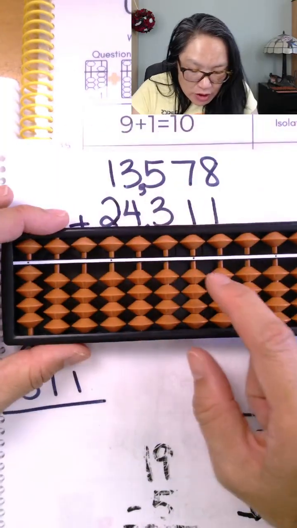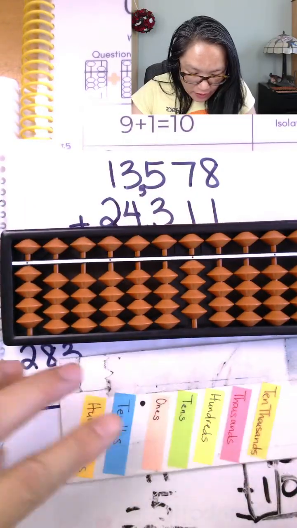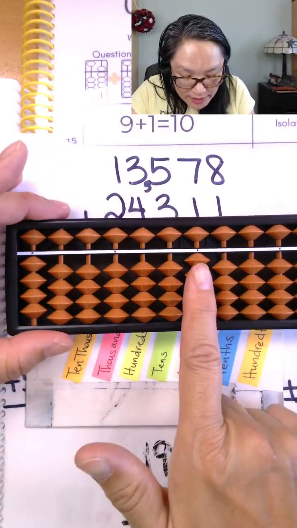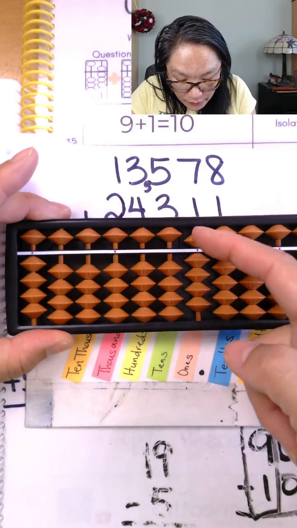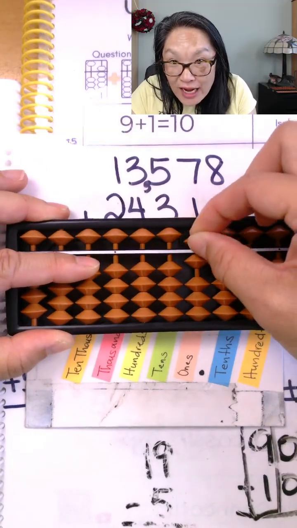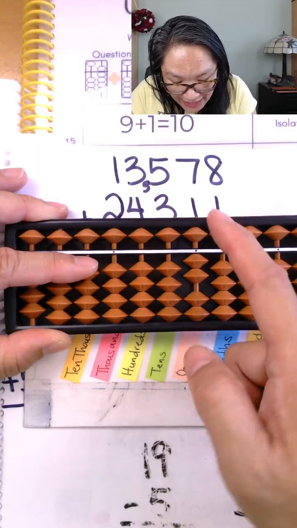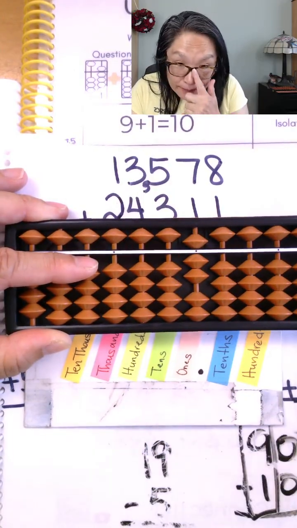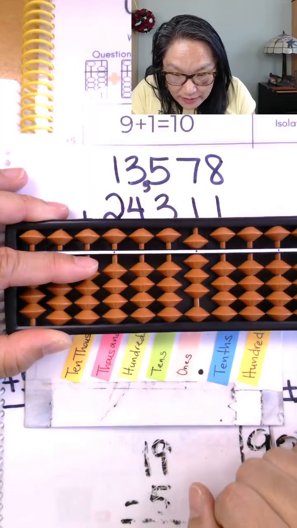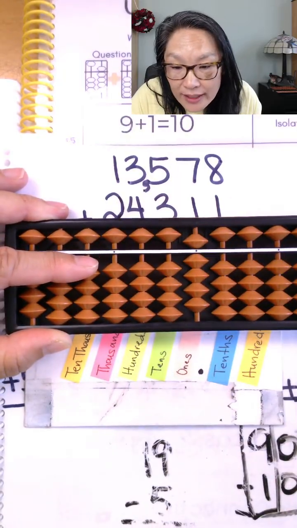Let's do a review. So we have 1, 2, 3, 4. Every column is a place value. So we have 4, and then we have 5. Notice if I add the 5, the top bead is 5. I have 6. If I have 2 and add the 5, now I have 7. If I have 3 and I add the 5, now I have 8. If I have 4 and I add the 5, now I have 9.